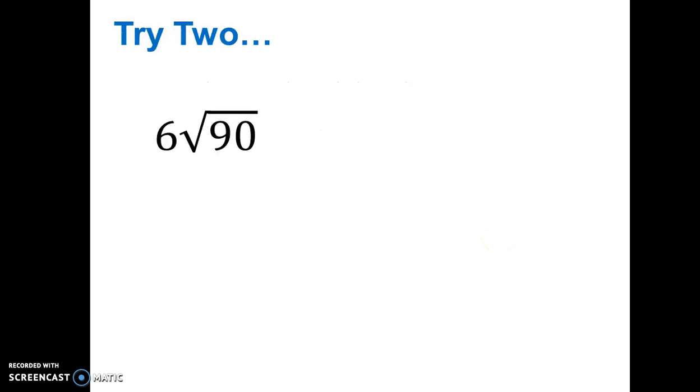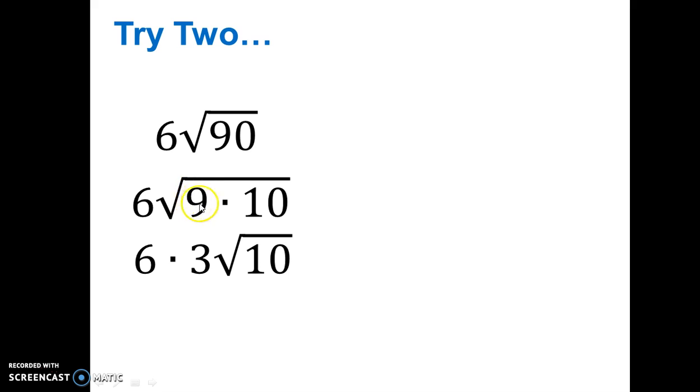All right, try these two. Try this one first. Hopefully you automatically thought 9 times 10, and 9 is a perfect square. So we can take a square root of 9. So square root of 9 is 3, so 3 jumps out of the root, 10 remains. 6 times 3 on the outside is 18, and the 10 is there.